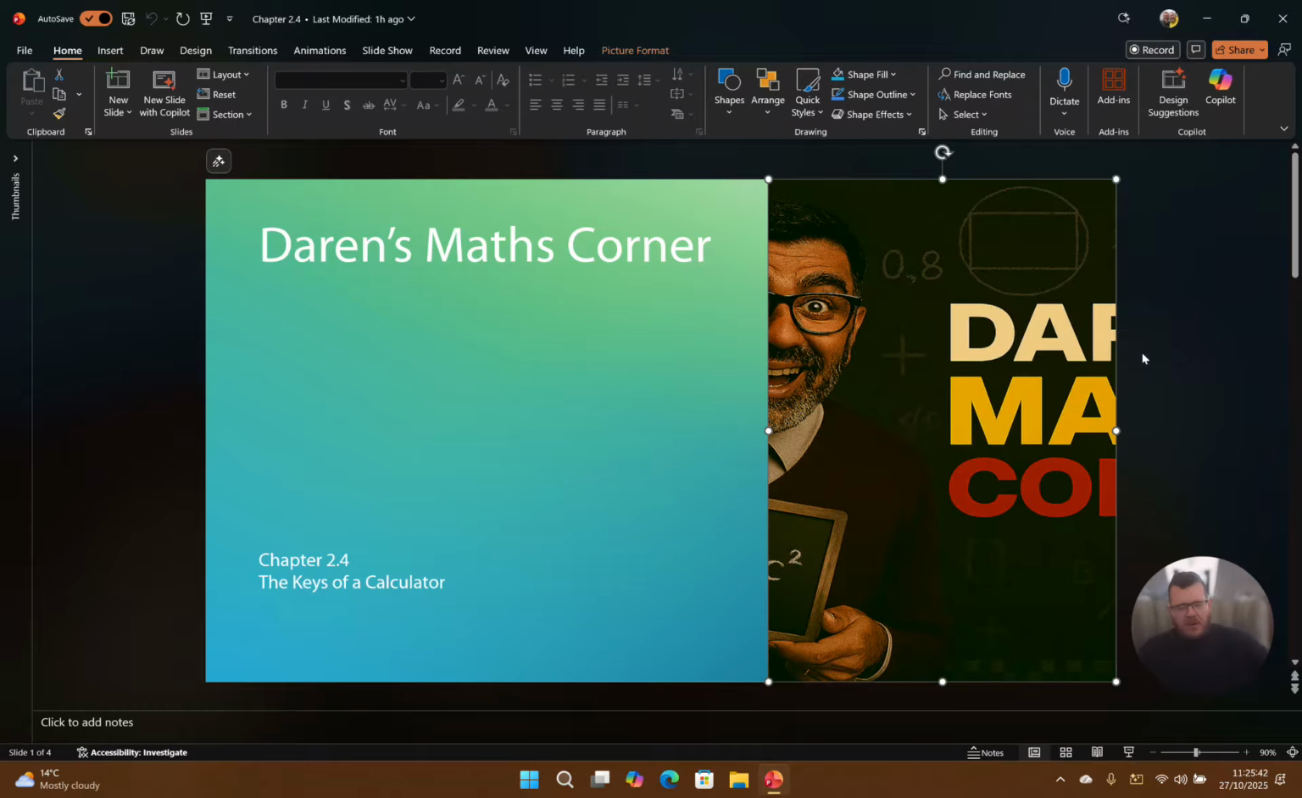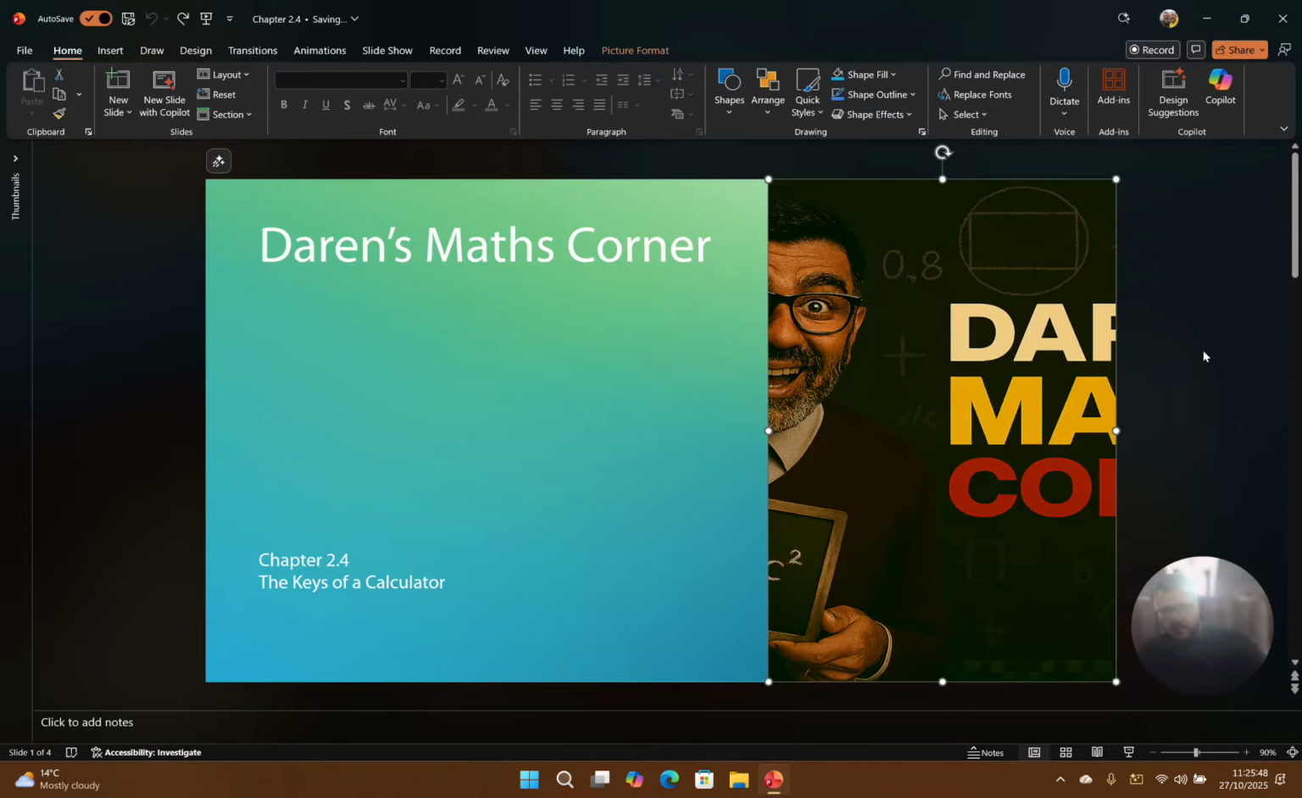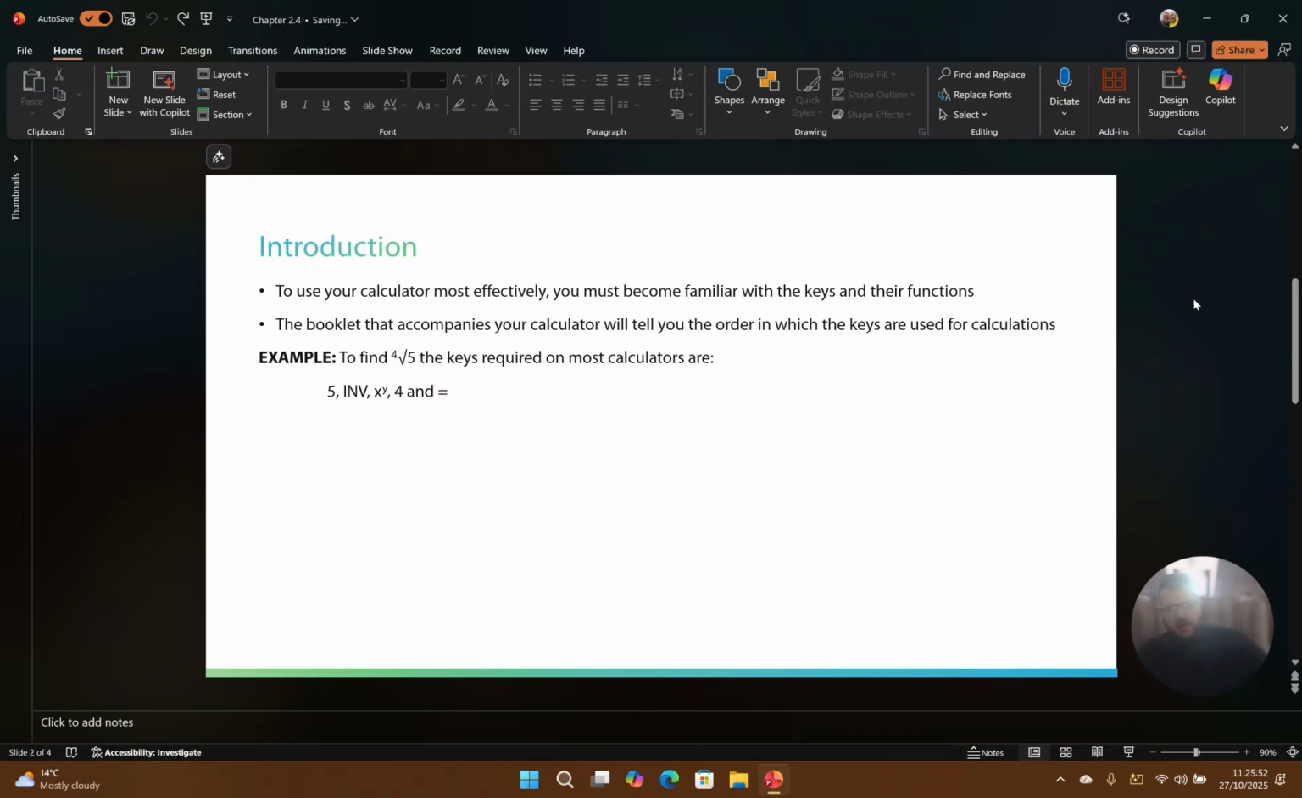So for now, let's just give you a bit of an intro and then we'll be able to go through this exercise. To use your calculator most effectively, you must become familiar with the keys and their functions.